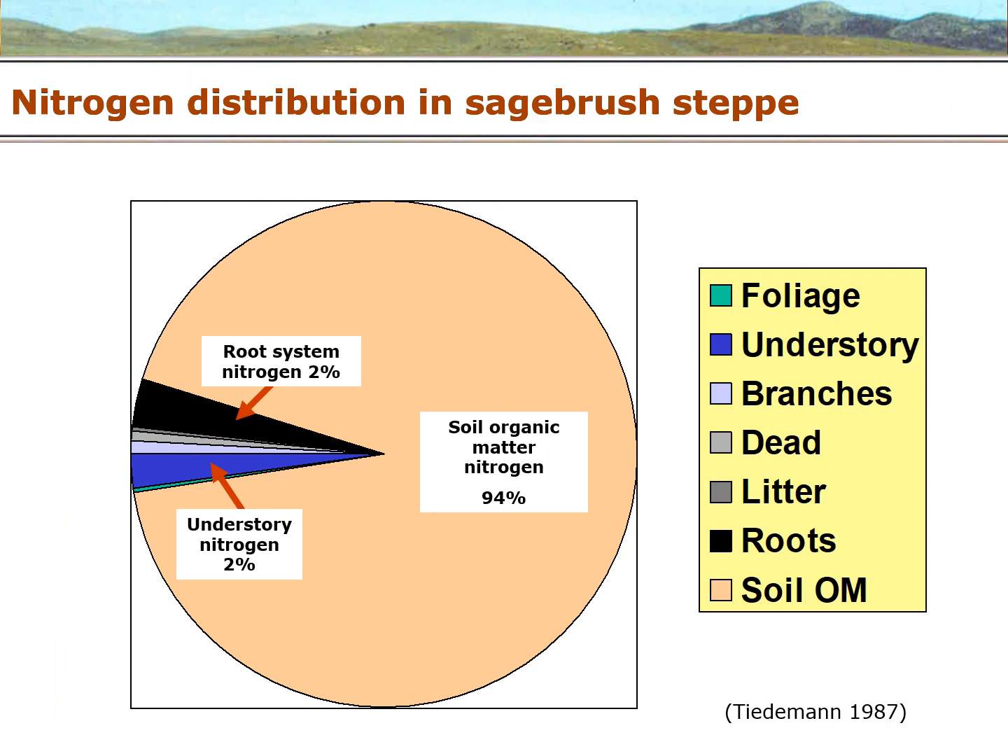Just to put some numbers to this discussion about nutrients in ecosystems, this is an example of the nitrogen distribution in sagebrush steppe. As you can see from this graph, 94% of the nitrogen is tied up in soil organic matter and another 2% in root system nitrogen. So a total of 96% of the nitrogen in this system is in the soil and is therefore to a large degree protected from disturbance such as fire.